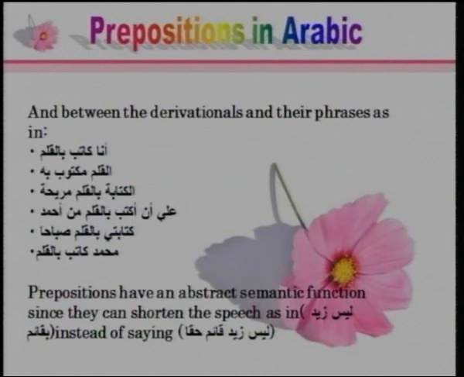علي أن أكتب بالقلم من أحمد. كتابتي بالقلم صباحا. محمد كاتب بالقلم. So كاتب, مكتوب, كتابة, أكتب, كتابتي, كاتب: these are derivations. We use the preposition bi, which is equivalent to fi.